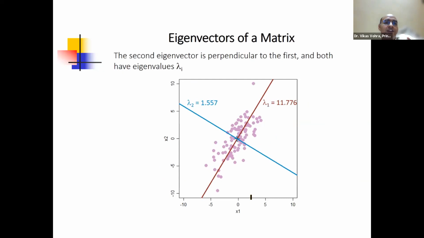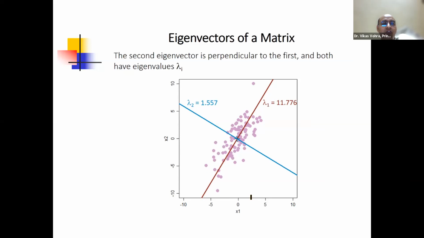So each eigenvector is perpendicular to the other eigenvectors. If there are two eigenvalues for two traits, then the first one, the red one, is lambda one, having a scalar value of 11.77. That means it lies along the line where the maximum variation is, where the maximum number of dots are near this red line. And the blue line is the second vector, along which the remaining distance of the data points is spread.